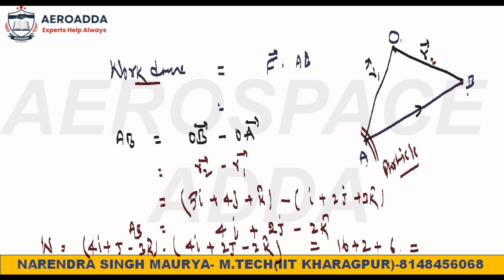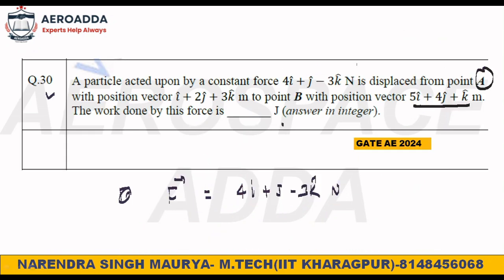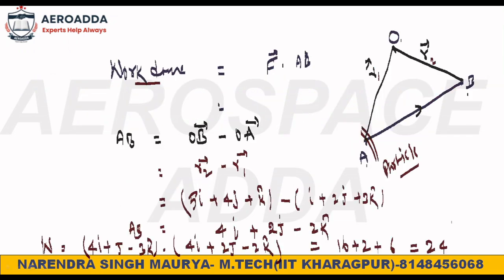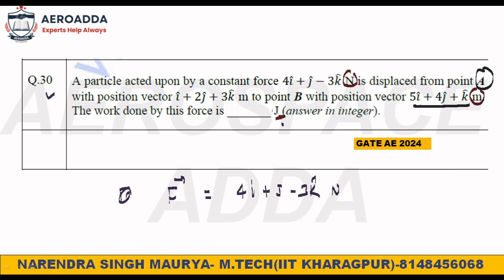So how much is it? 24. If you see, the unit they have given for the force is Newton, and this is the meter. Newton into meter is nothing but joule. So you check the unit also at the same time. Sometimes they will ask in kilojoule. Suppose here they have mentioned kilojoule, but you got 24 joule.